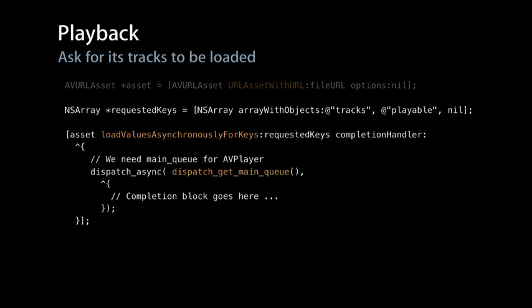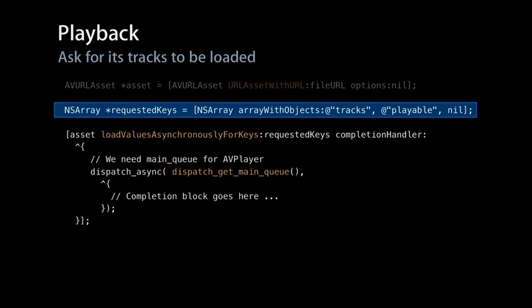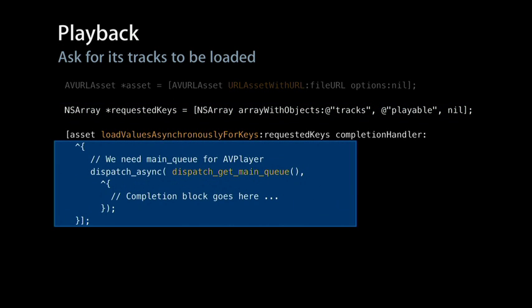In order to ask for tracks or other properties to be loaded, you need to create an array of strings that are the property names. Then you pass that array to load values asynchronously for keys. Sometime later, the completion handler block you passed will get executed on some queue. Now, since we want to operate on AV Player in that block, and AV Player must only be accessed from the main queue, we need to trampoline onto the main queue.